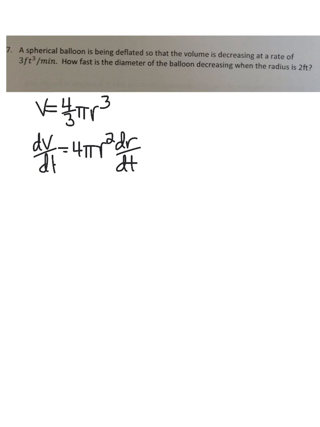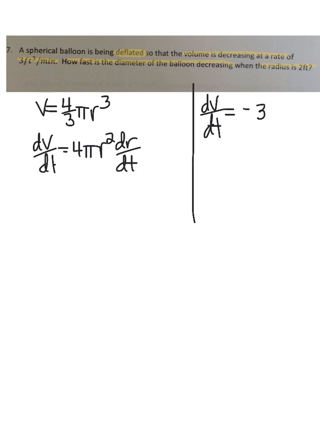Okay, so they said the spherical balloon is being deflated, so let's be careful of that. That's going to insinuate that we have some negatives here. So that the volume is decreasing at a rate of 3 feet per minute. Okay, all right, so that is basically giving you dV/dt. So we have dV/dt equals, but let's be careful, that should be a -3. Okay, all right, the next thing that they gave us, or ask for, is how fast is the diameter of the balloon decreasing when the radius is 2 feet.